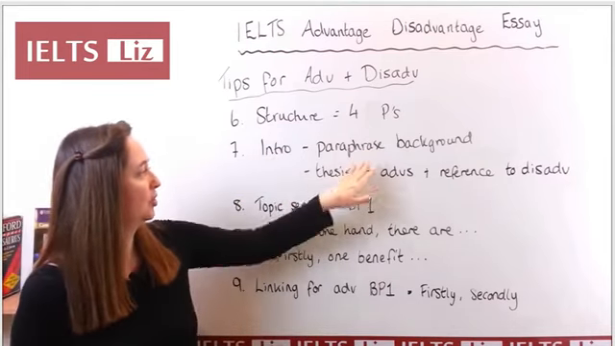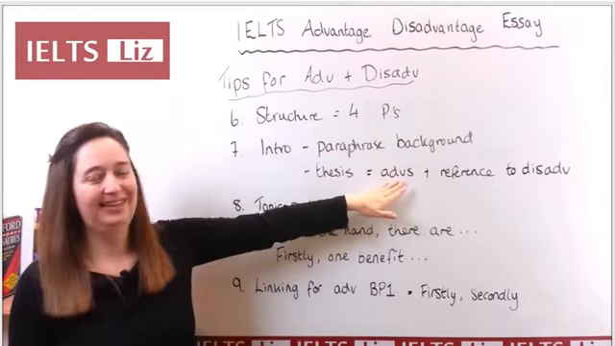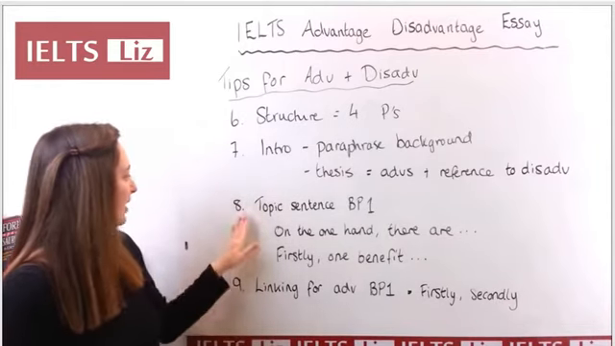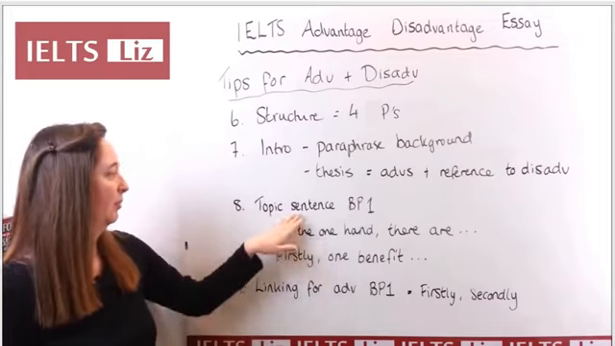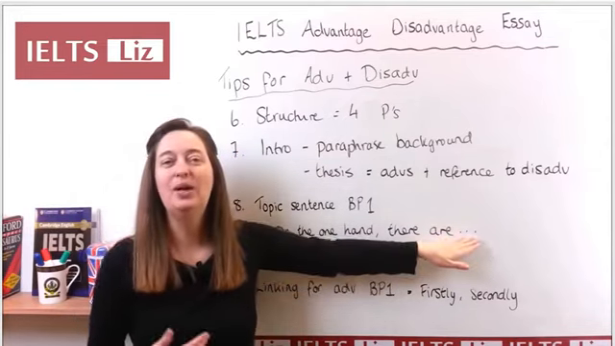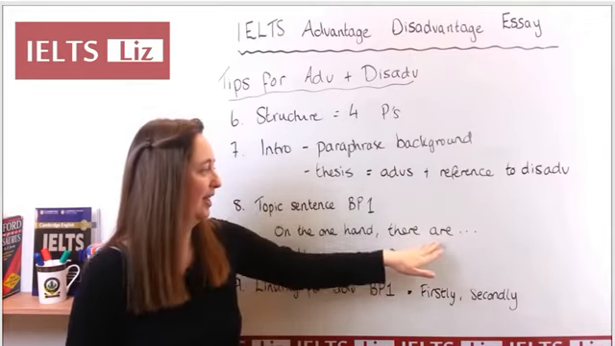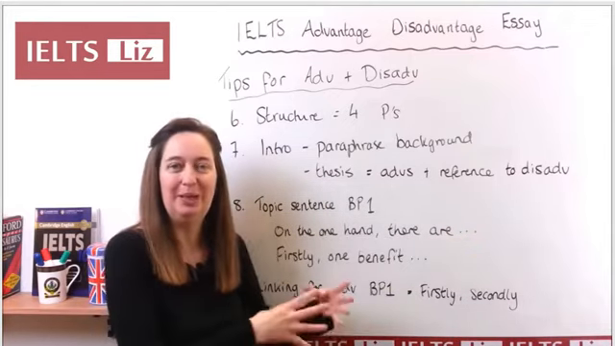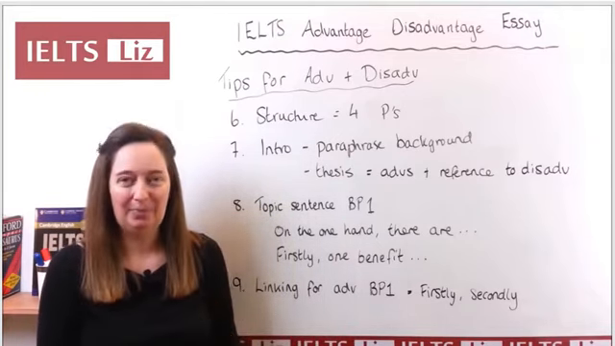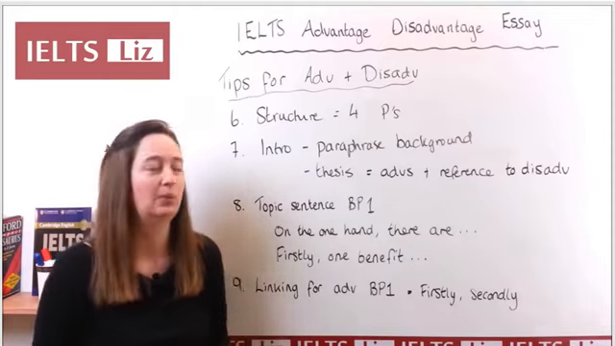Looking at the introduction, you've got 2 statements. You paraphrase the essay question for the background statement, and the thesis statement lists the advantages and refers to the disadvantages, but doesn't list them. You go to the topic sentence for body paragraph number 1, so that's your first sentence. 2 ways to begin. On the one hand, there are. And when you continue this, you write about the actual essay topic. So there are some benefits to children doing paid work. Remember, your topic sentence has got to include what this paragraph is about. Not just the advantages, but also the essay question, the issue that we're dealing with.